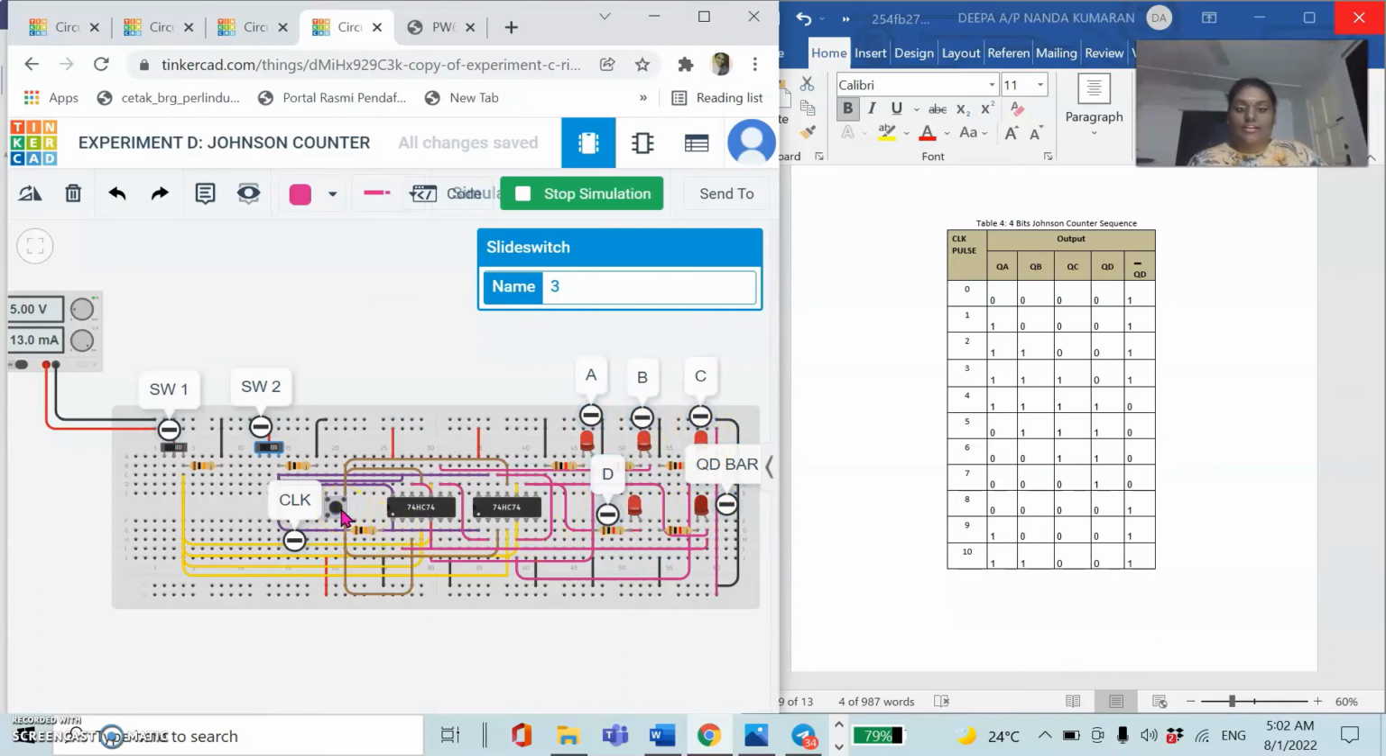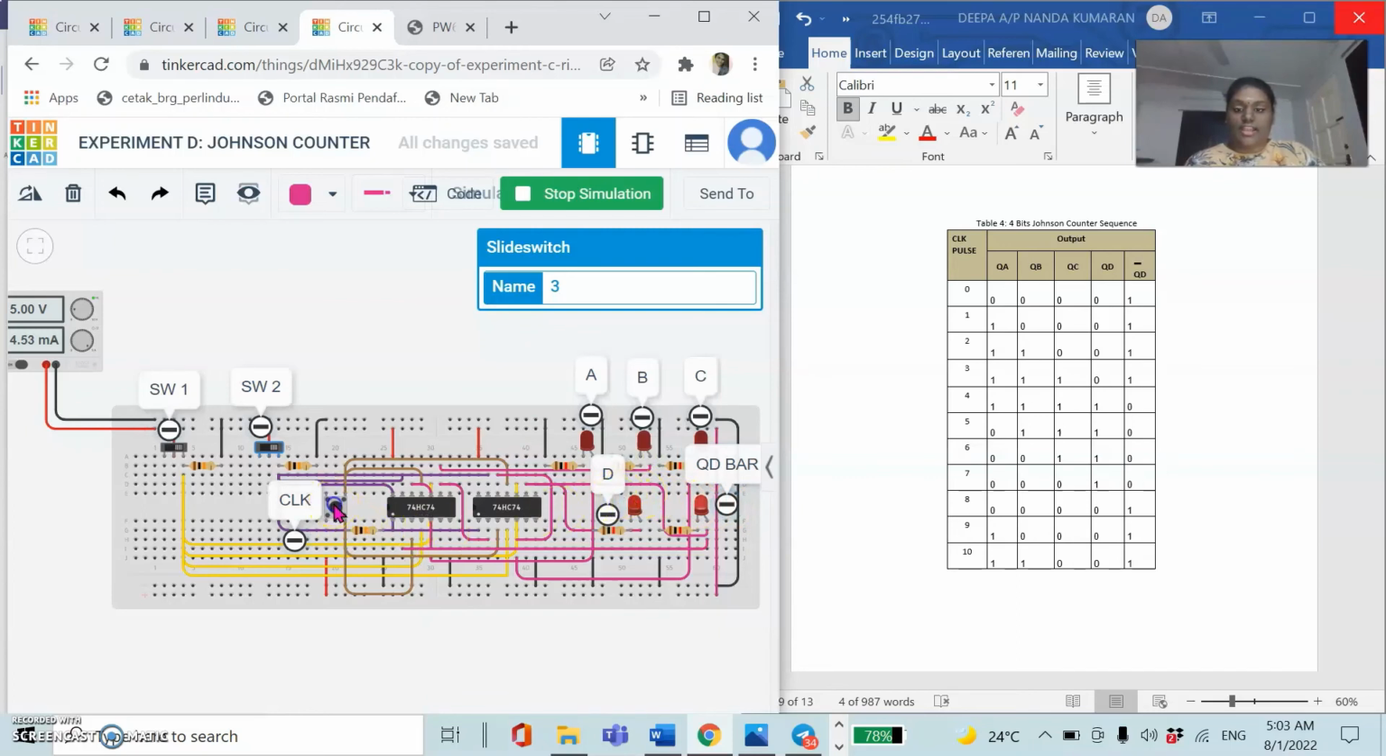Then clock 4, QA, QB, QC and QD are on, QD bar is 0. Then clock 5, QA is 0, QB, QC and QD are 1 and QD bar is 0. After that, QA and QB are 0, QC and QD are 1, and QD bar is 0. Then clock 7, QA, QB, QC are 0, QD bar is 0 and QD is on.